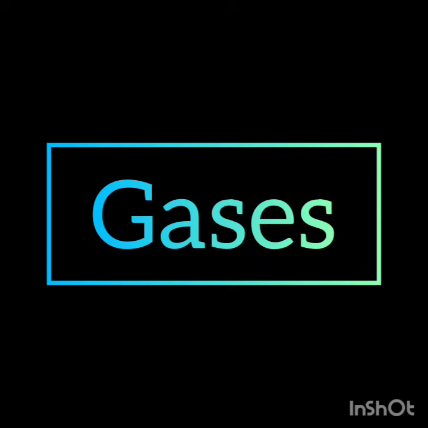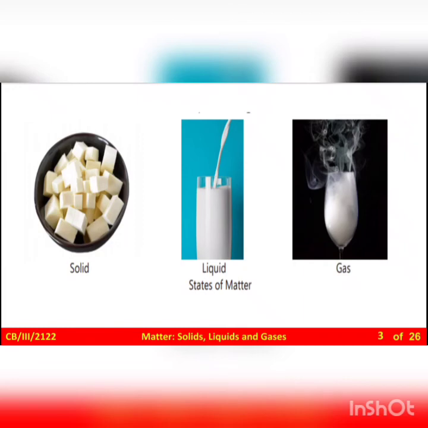All right. So we have come to the end of the chapter. We have learned the three states of matter: solid, liquid, and gas. And for your assignment, I want you to complete the activity in your textbook.